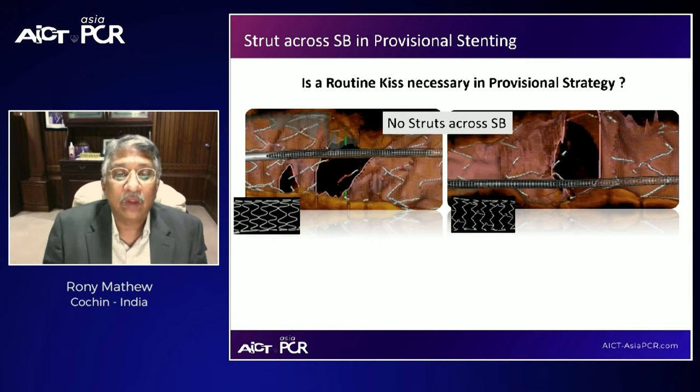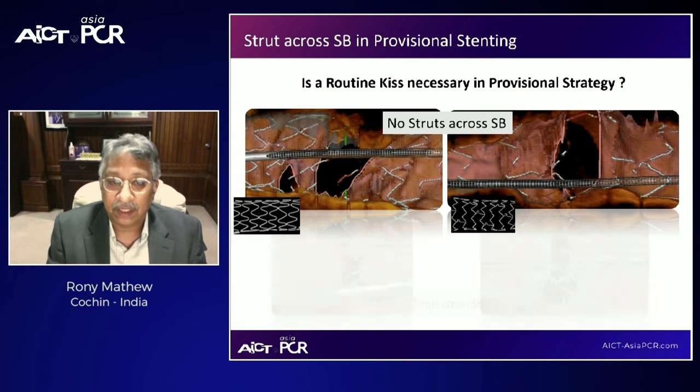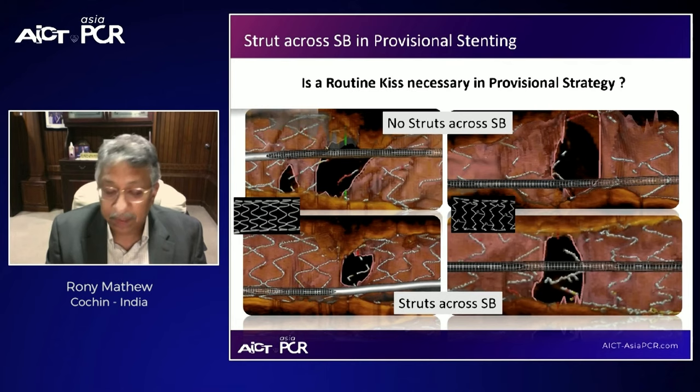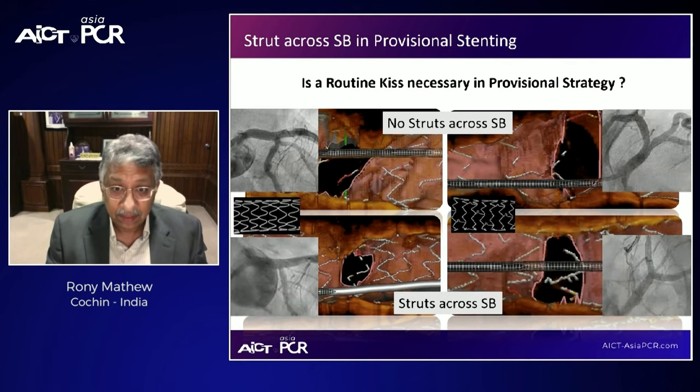Now, this is how the OCT looks. If you're lucky, you'll have no strut across the side branch. If you're unlucky, you will find these struts across the side branch. And I believe that you must KISS this and push these struts out of the side branch. The reason: though all these angiograms look perfectly good, these struts will cause a problem.